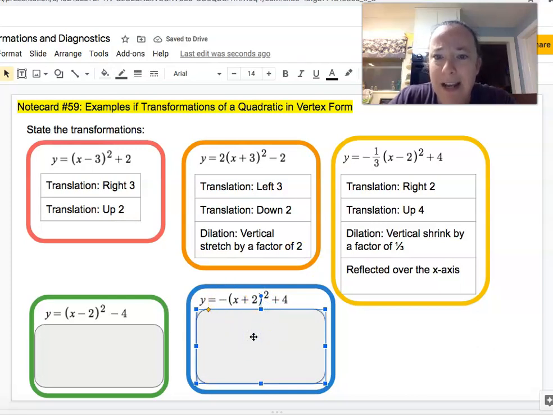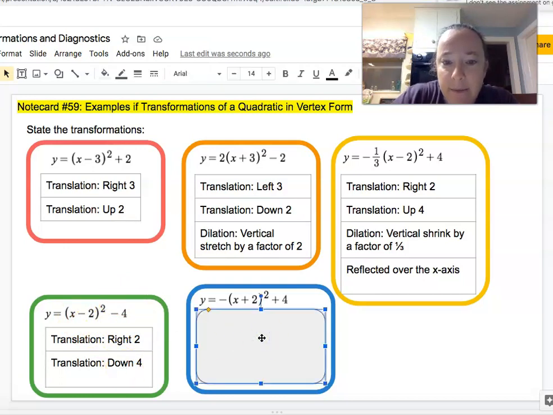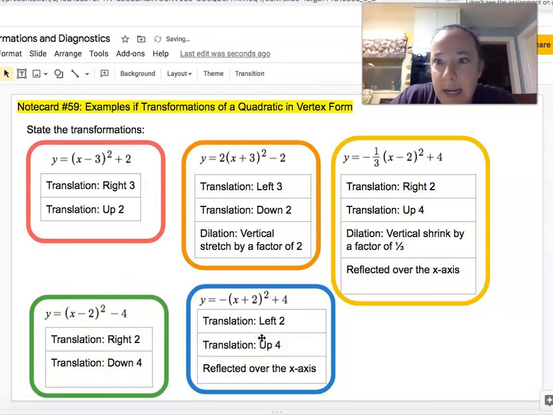Okay, I'm going to go ahead and do the blue one. I know it's out of order. All right, so the green one. A is 1. There's not a reflection, so we're going to go right 2 and down 4. Right 2 because if it's an x minus 2, we do the opposite of what we think inside the parentheses. This one is going to be left 2, up 4, and it's going to reflect over the x-axis because of that negative.